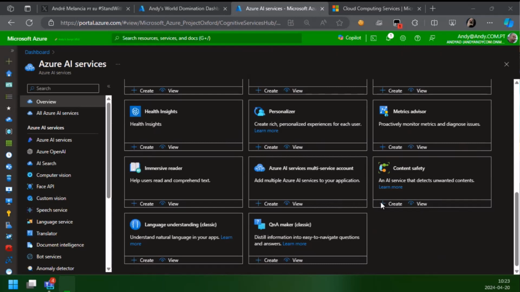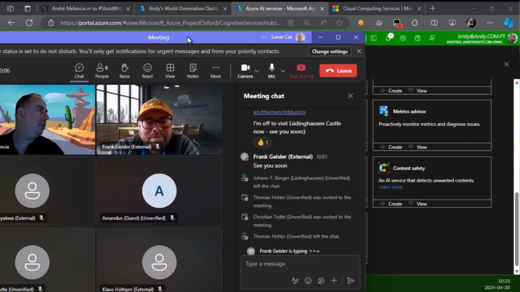And sorry about that. Last one, the other ones are not as interesting for our scenarios, but immersive reader actually includes the read alouds. And if you are on Teams, let me just do this. Okay, so see you soon.